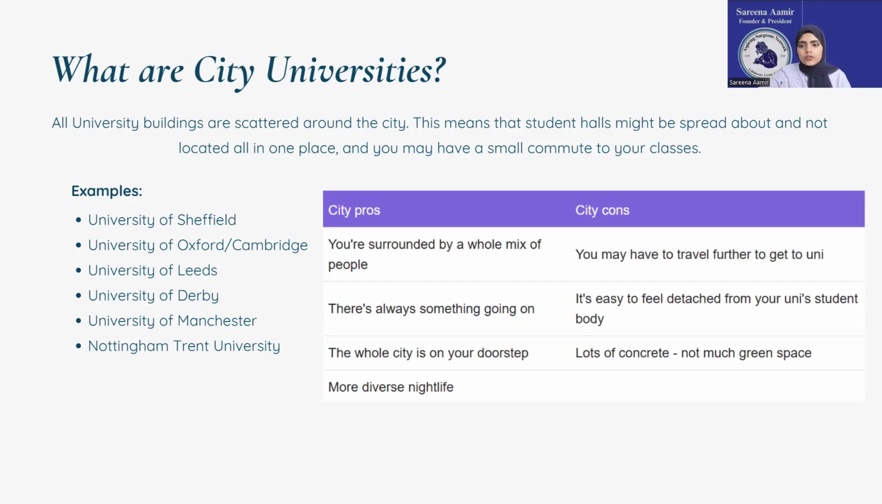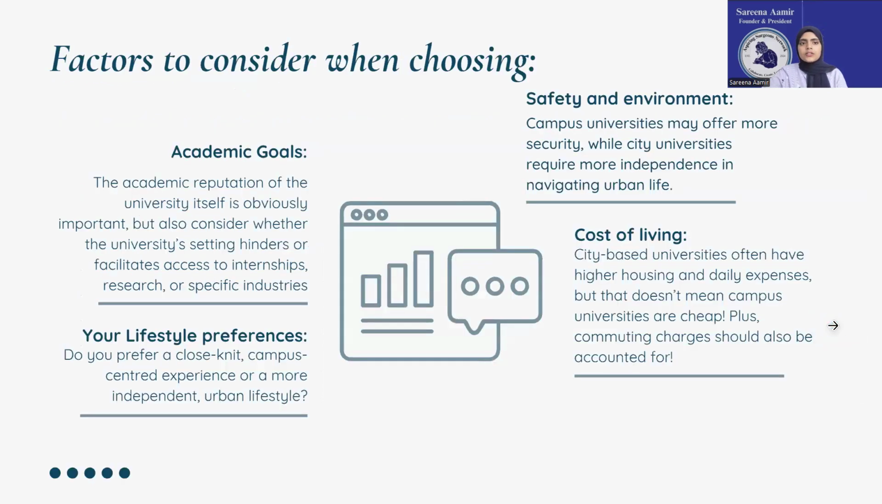And there's also lots of concrete because you'll be in a city, and there's not going to be much green space, but that is not true for Oxford and Cambridge because they are based in a countryside area. And so factors to consider when choosing between campus and city universities is your academic goals.